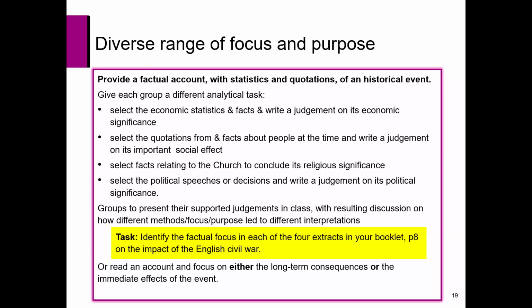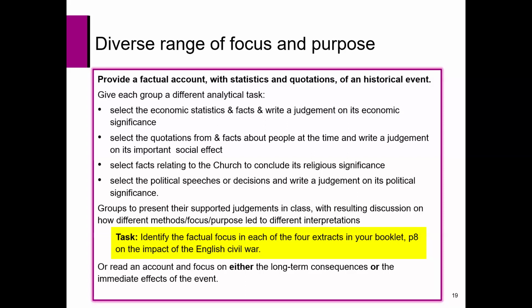And I think you'll soon see that number 1 was political, 2 was economic, 3 was social, and 4 was religious. And providing something like that with your groups can help them understand how historians can be focusing on some different aspect of the same event, but looking at different evidence in order to reach a different judgment.